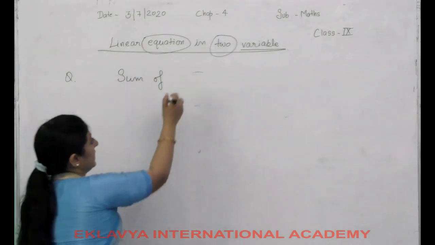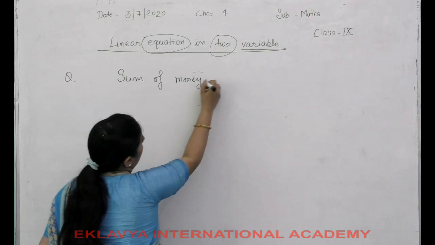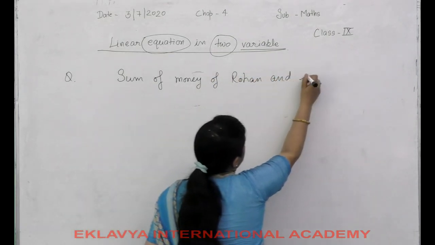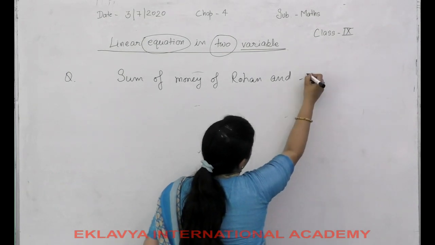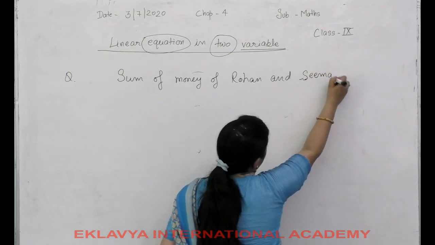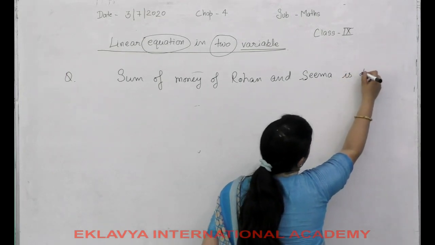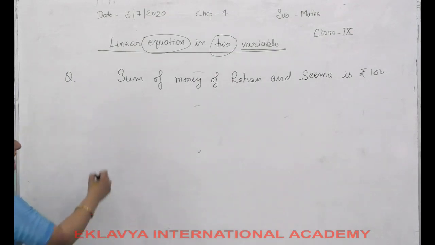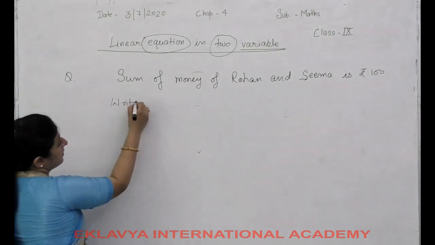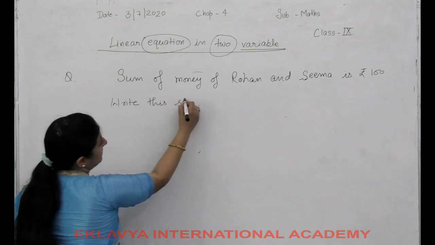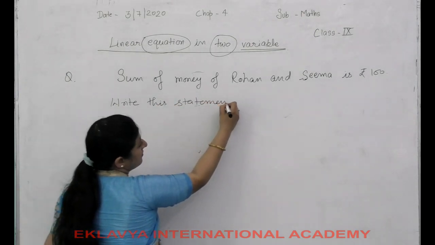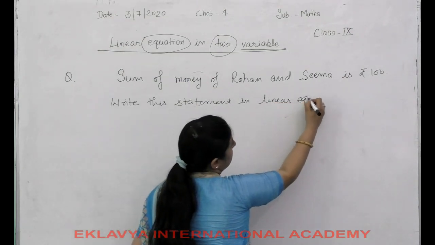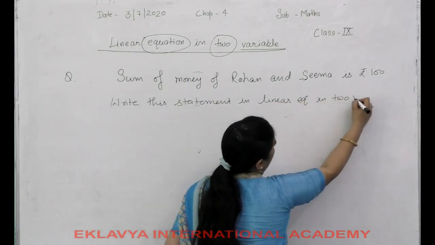Sum of money of Rohan and Seema is rupees 100. Question same, write the statement in linear equation in two variable.